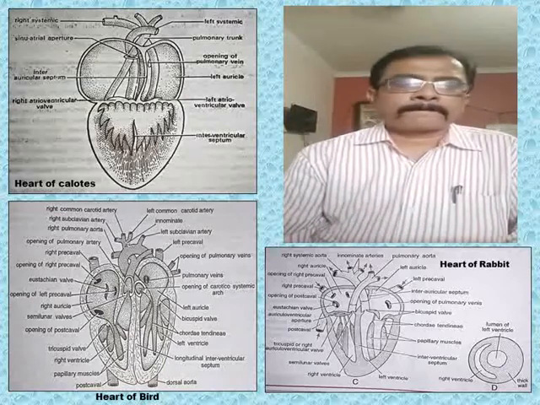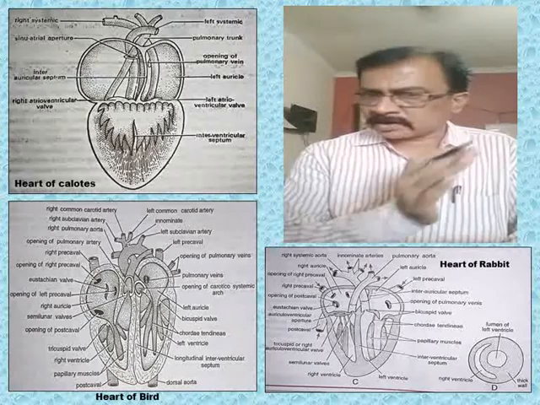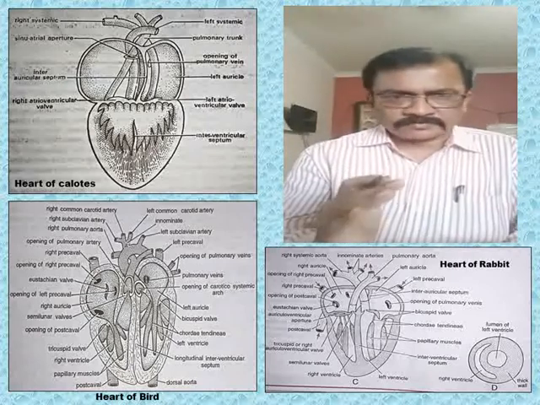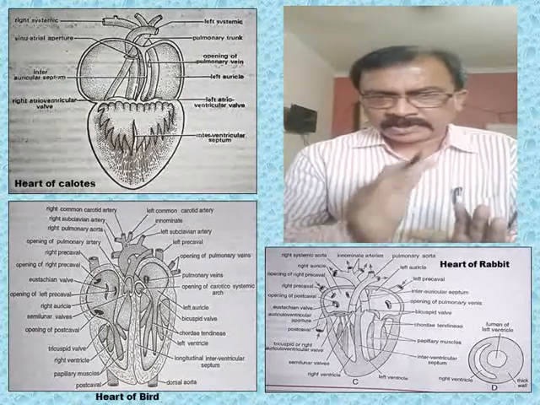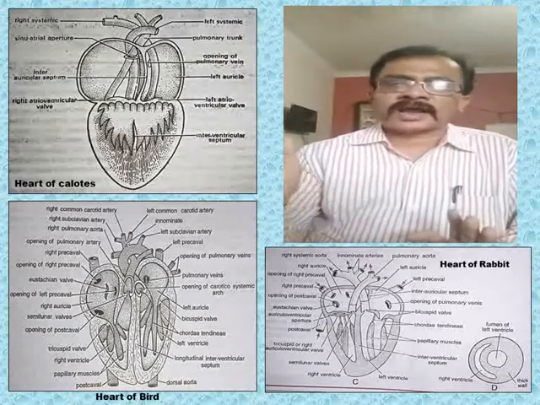Then about conus or truncus arteriosus, which is found in shark as well as in frog, but it is absent in all these 3 cases: lizard, pigeon and rabbit.